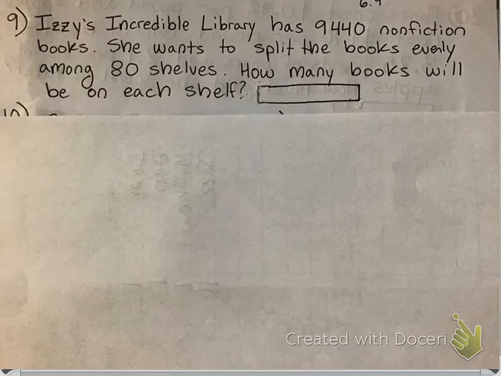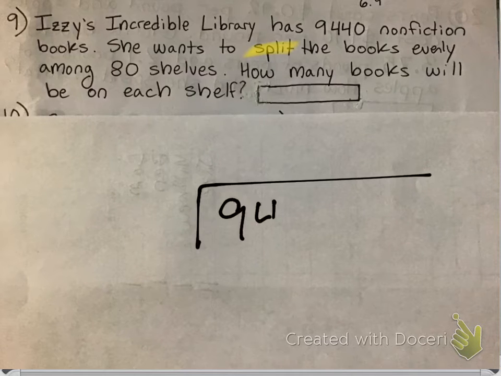Okay, this one's actually a lot easier and a lot of you guys freaked out. Izzy's incredible library has 9,440 nonfiction books. She wants to split the books evenly among 80 shelves. How many books will be on each shelf? What operation are we doing here, Daniel? Division. All we're doing is we're dividing 9,440 by 80.